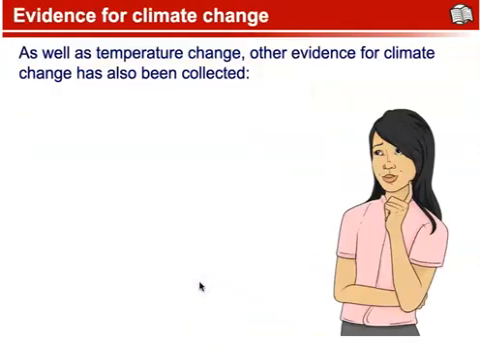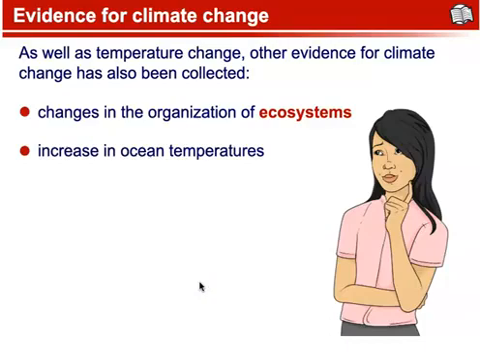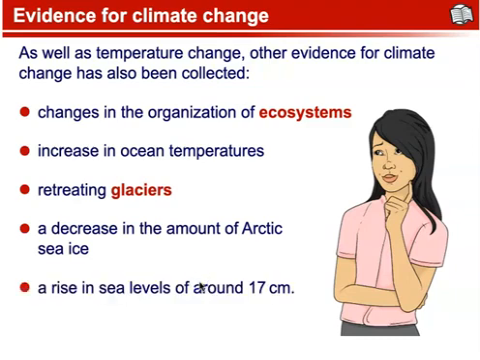Evidence for climate change. As well as temperature change, other evidence for climate change has also been collected. Changes in the organization of ecosystems, increase in ocean temperatures, retreating glaciers, a decrease in the amount of Arctic sea ice, and a rise in sea levels of around 17 centimeters.